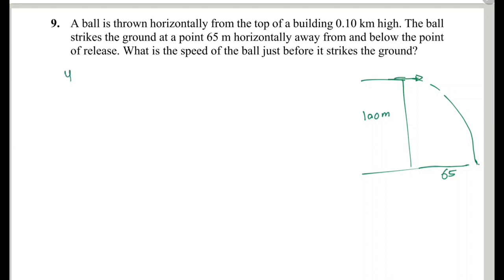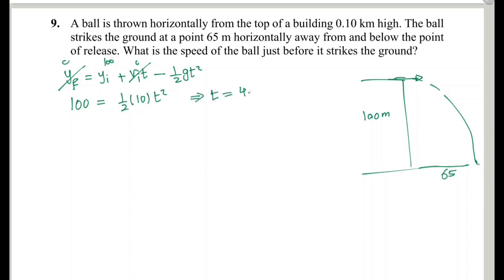Now, y final equals y initial plus the initial velocity times t minus half g t squared. So 100, this one here, equals half 10 t squared. Now this is 0 and this is 0 as well. Now this one is 100. You solve this, t equals 4.47 seconds.